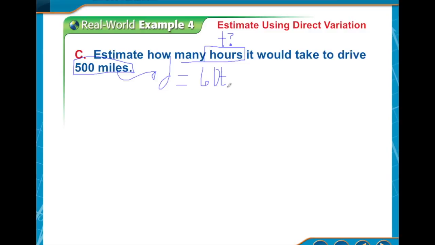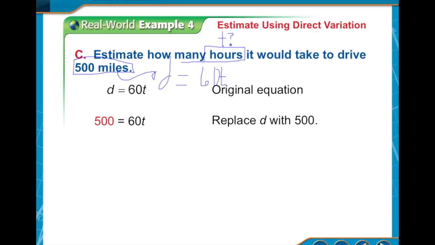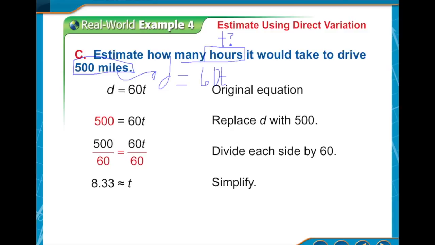So with just one step, we can plug in. So we had our original. They gave us that 500, so we can plug that in. And now we divide both sides by 60. And on the right, we get just T. On the left, we get an easy number. 8 1/3, or 8.33 hours is how long it would take. And that is easily found using that original equation. So this estimate, 8 1/3 hours, is our solution for 4C.